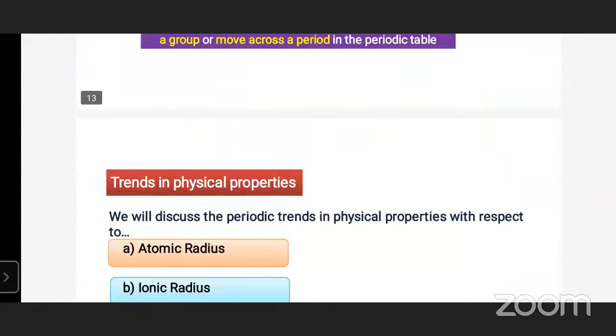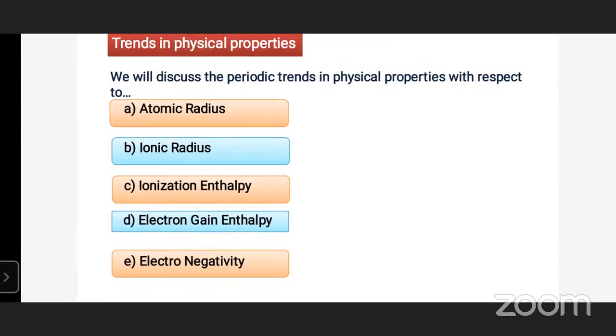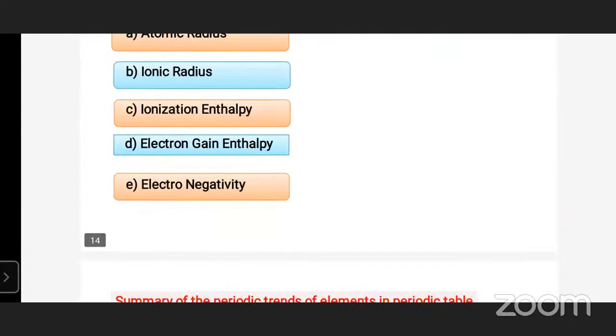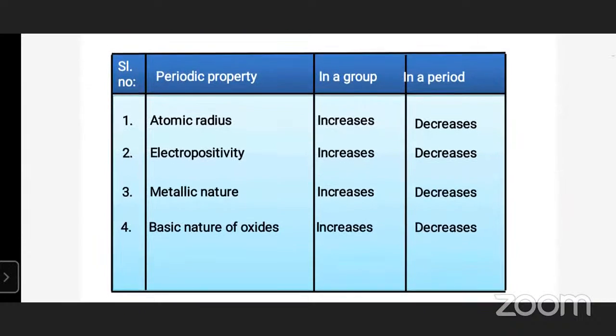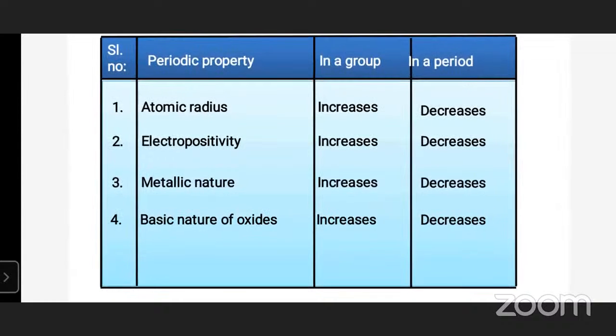The periodicity, periodic properties, we will discuss the periodic trend in physical properties with respect to number one, atomic size, number two, ionic radius, number three, ionization enthalpy, number four, electron gain enthalpy, number five, electronegativity. Here, the trend in the periodic properties in a group and period. See that the table is very important.